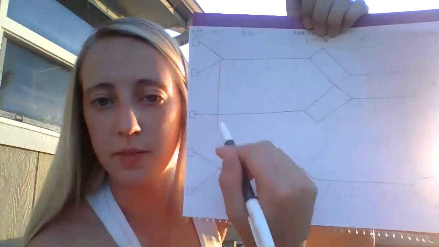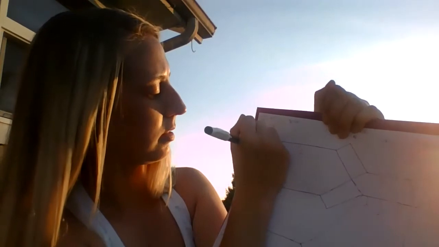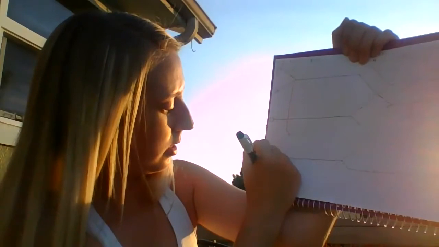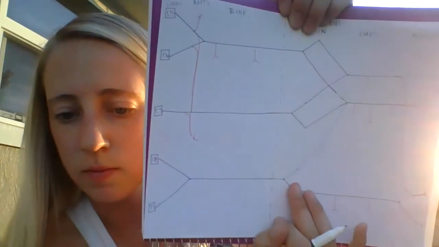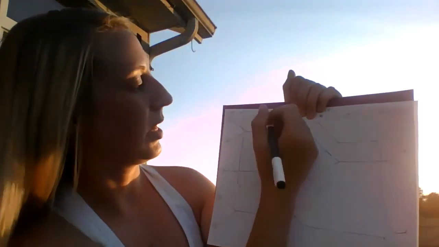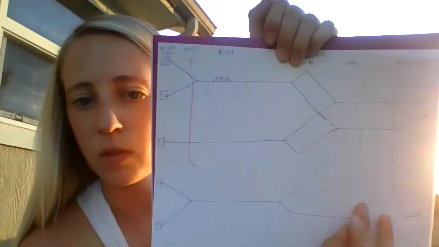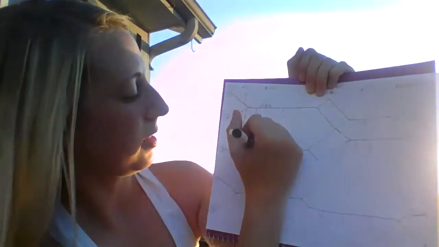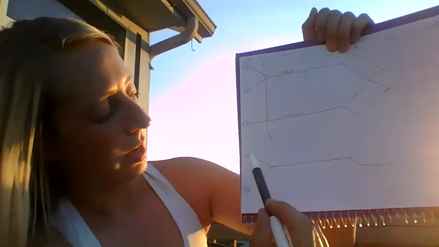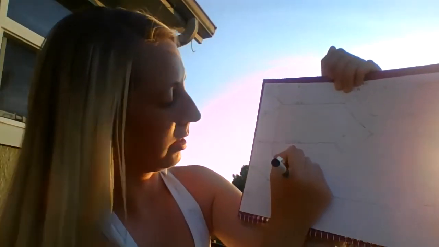So to start out, we have the spinal cords. So we have C5, C6, C7, C8, and T1. And then C5 and C6 come together and they form the upper trunk. And then C7 has its own, that is the middle trunk. And C8 and T1 come together and they form the lower trunk.